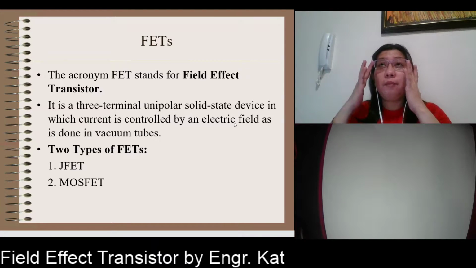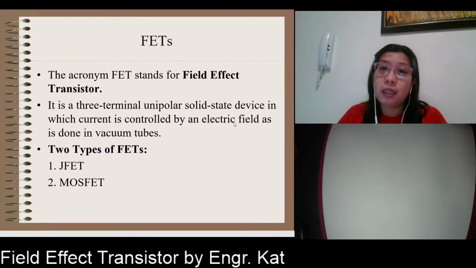So the main difference between FET and BJT, the first thing is BJTs are bipolar devices while FETs are unipolar devices. Another thing is that FETs are voltage controlled devices, whereas BJTs are said to be current controlled devices. Those are the two main differences between FETs and BJT.